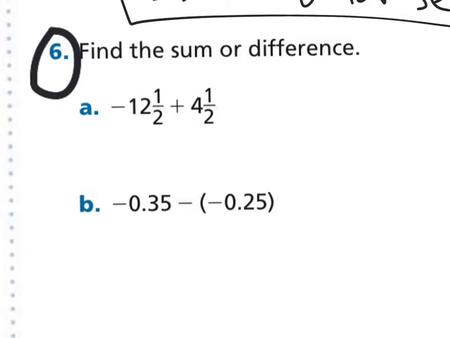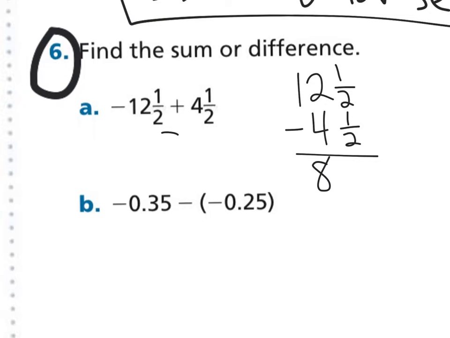So adding these together, notice they're different signs. We have positives and negatives, so they are working against each other here, battling it out to see who wins. And so 12.5 minus 4.5, half minus a half, that just cancels. And then 12 minus 4 would be 8. And then if we think about this, we have more negatives than positives. So then our answer would be -8.